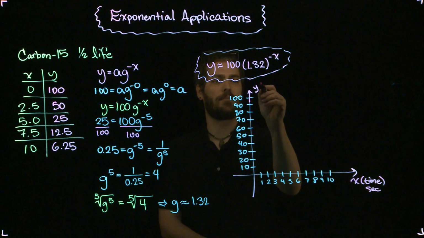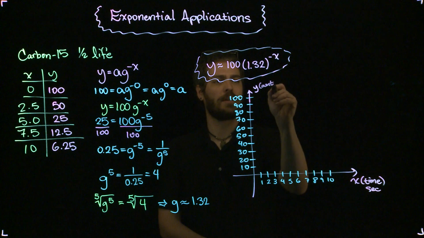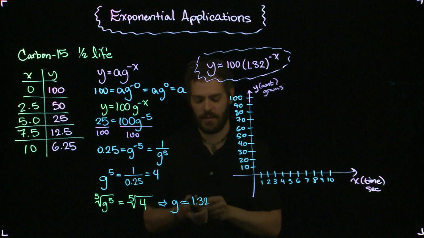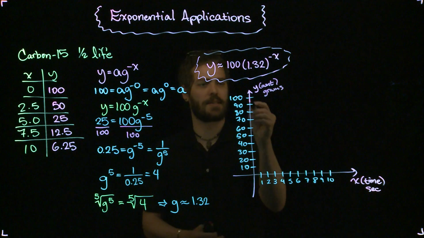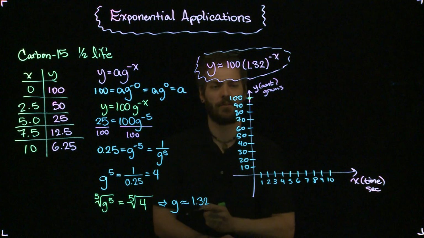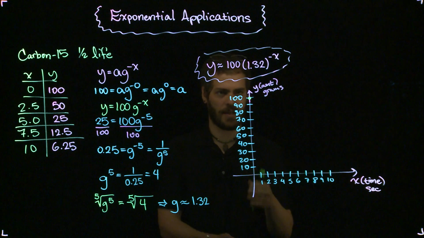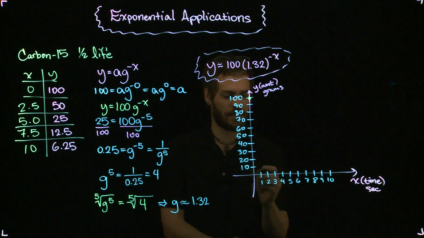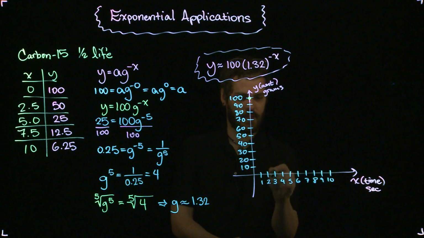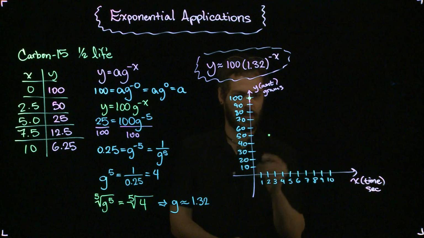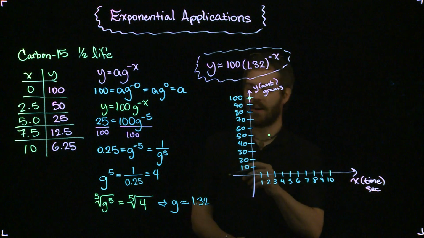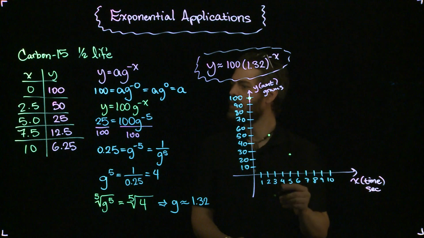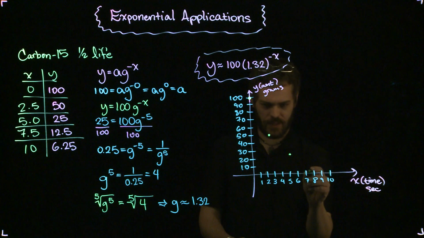This one is amount in grams, we were saying. Our initial amount, according to the table, is right here. 100 at the initial time, 0. We just have a chunk, 100 grams of this stuff. 2.5 seconds later, we only have 50. So here's 50, match that up to 2.5. There we go, about there. 5 seconds, we have 25. So about here. 7.5 seconds, we have 12.5.